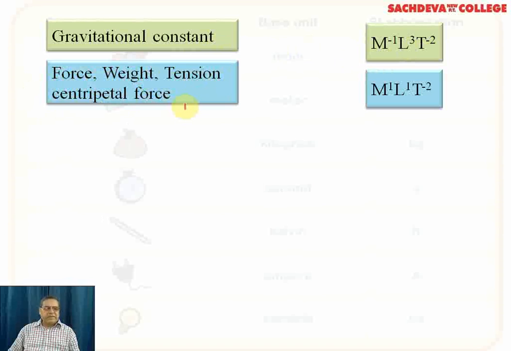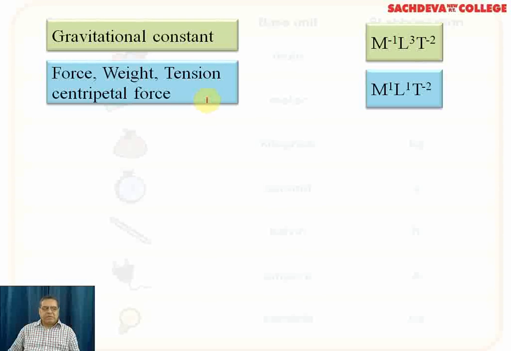Then comes force, weight, tension, centripetal force. Force is an agent which changes or tends to change the state of rest or the state of motion of the body. Weight is also a force due to which bodies are attracted towards the center of Earth. Tension means T; T stands for mg, where m is mass and g is acceleration due to gravity. Centripetal force is the force existing in circular motion; centripetal means directed towards the center. All these physical quantities have the dimension of force. That is, force is calculated by the second law of motion: force is mass into acceleration.